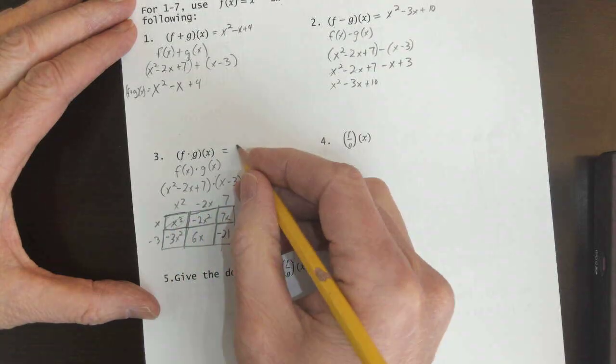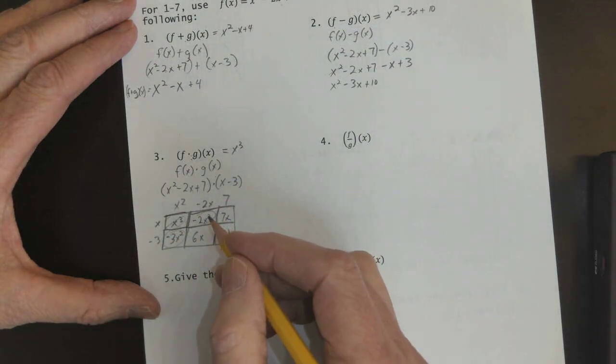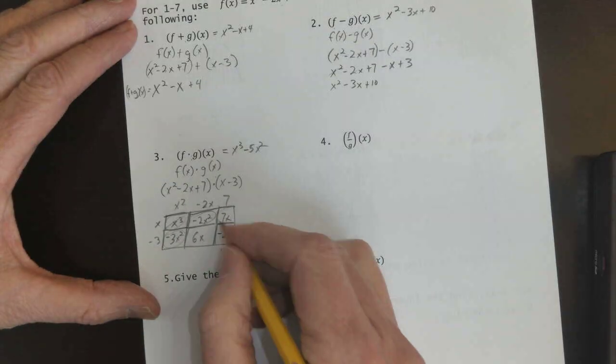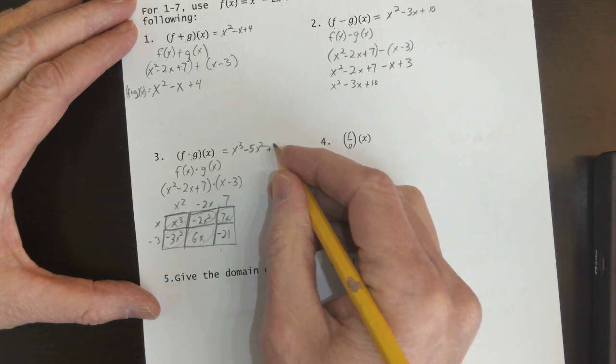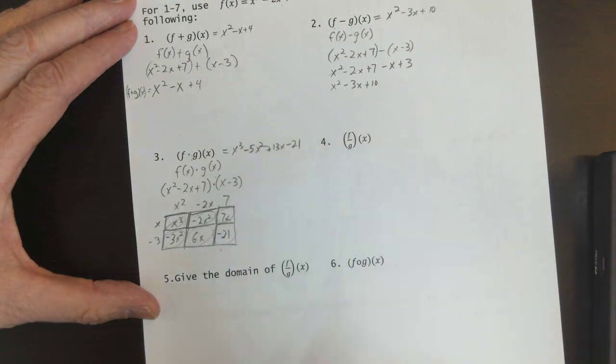Alright, so I got the x cubed. Negative 3x squared and negative 2x squared is negative 5x squared. 7x and 6x is 13x. And then minus 21.